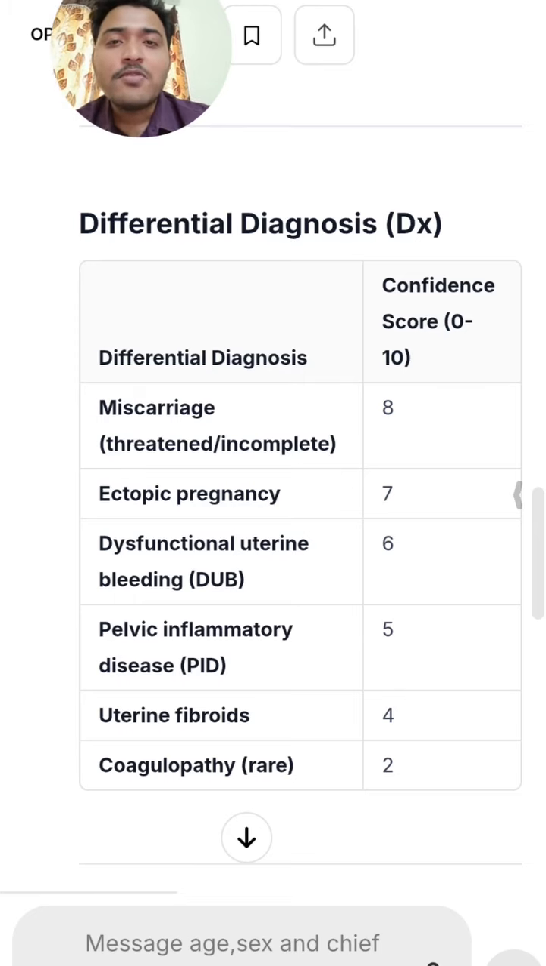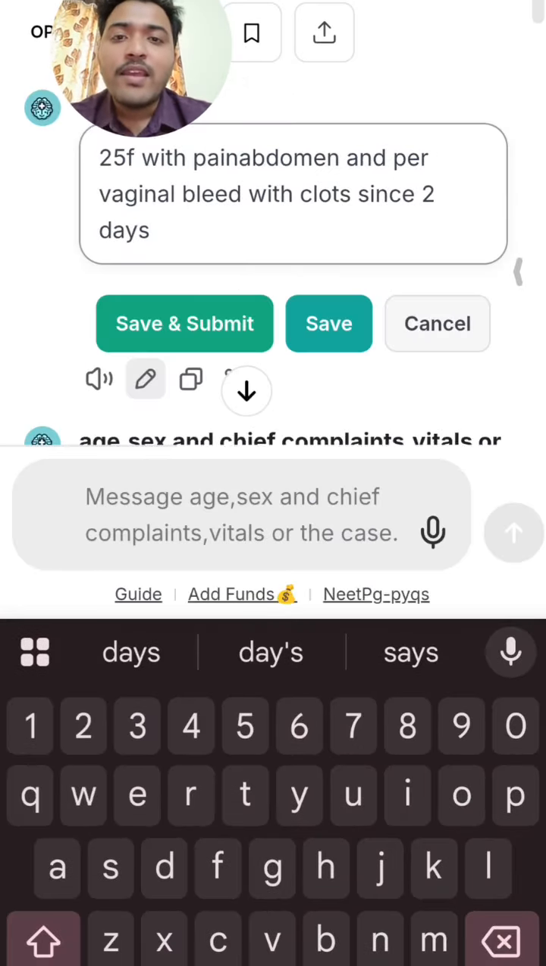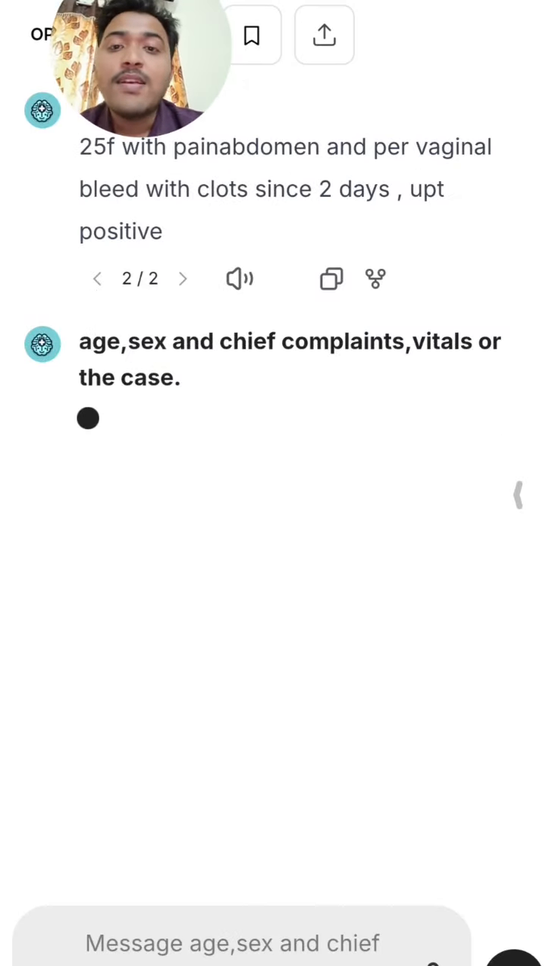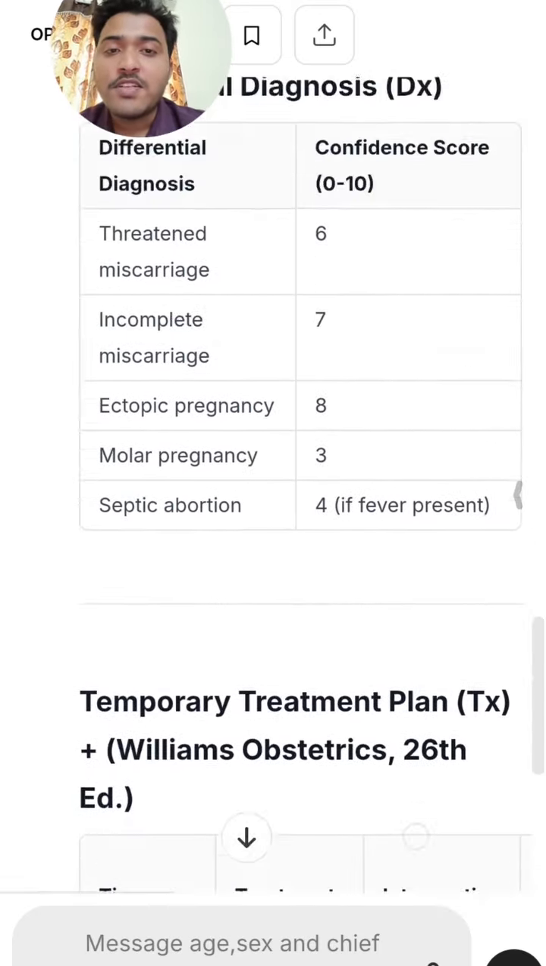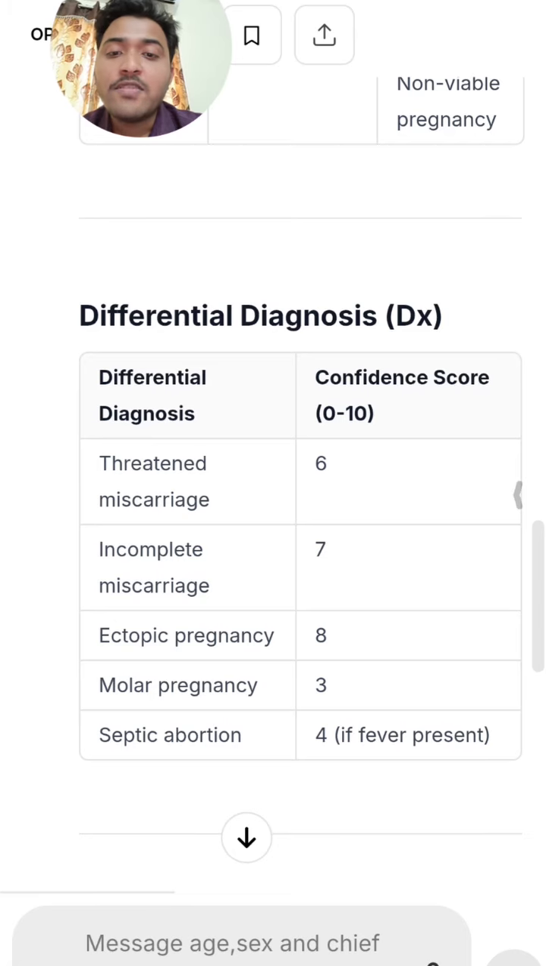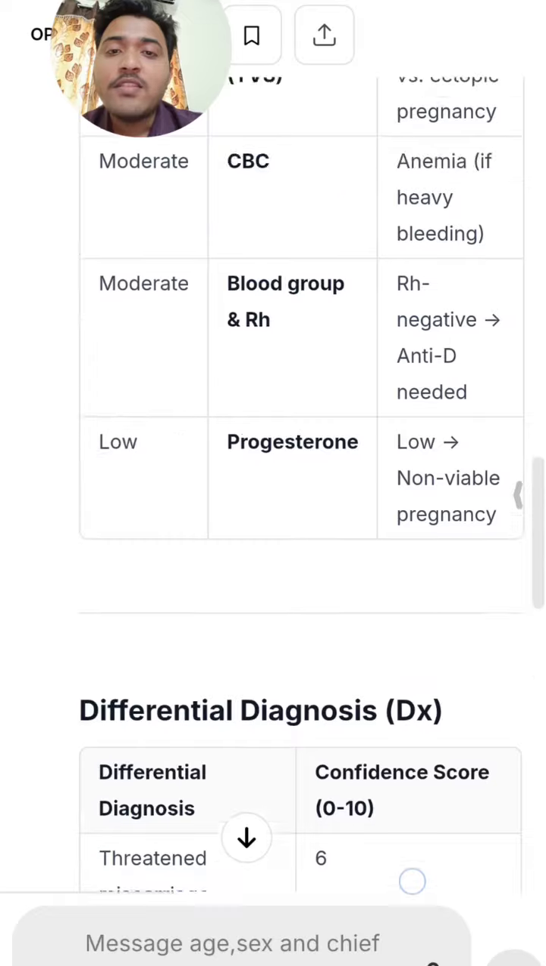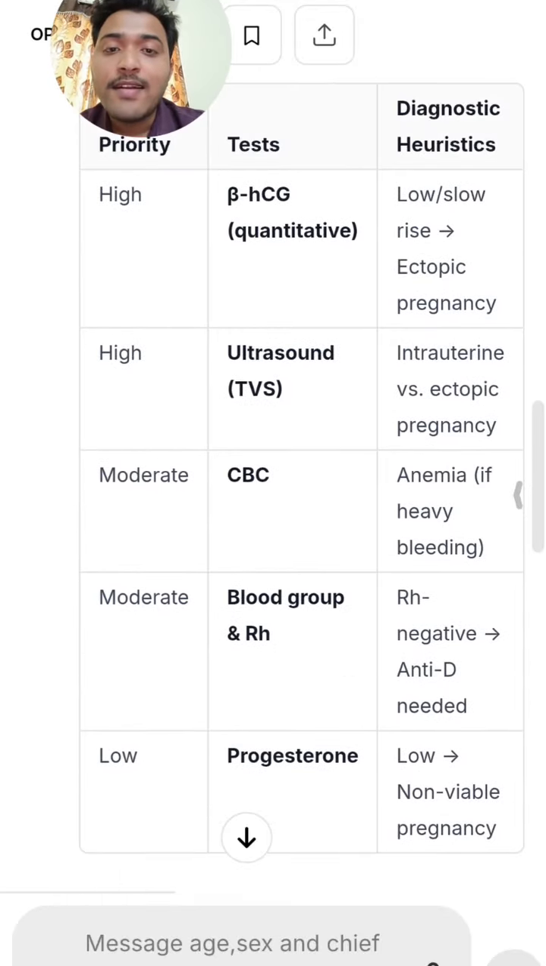These confidence scores keep on changing as we enter more history. For example, let's say we give UPT positive. Let's see how the confidence scores and the differential diagnosis change. Here it increases the confidence scores of pregnancy and removes the non-pregnancy related causes. Okay, and it suggested the ultrasound which will diagnose whether it is a threatened abortion or an ectopic pregnancy, and also beta HCG quantitative to analyze ectopic pregnancy.